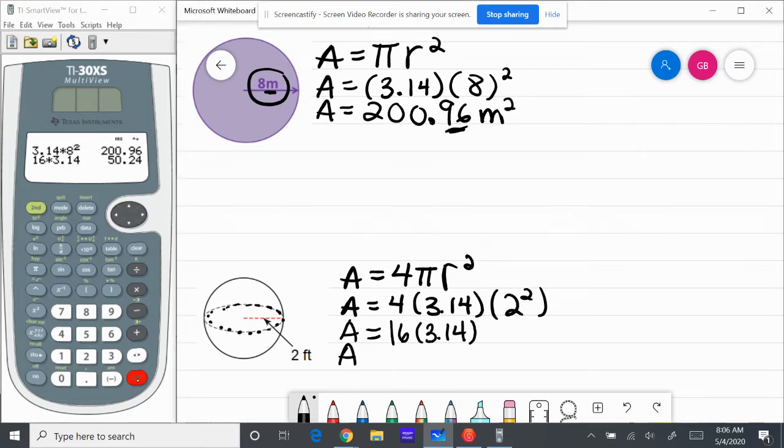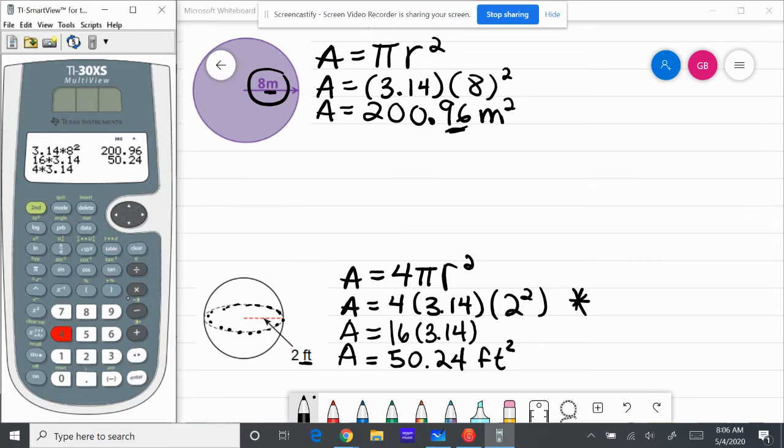So the area is 50.24. We're dealing with feet in this problem. Feet squared. Now if you would type this in on top, you would have still got the same answer. 4 times 3.14 times 2 squared. Okay, but look what I typed in. There's a chance that you might make a mistake typing it in. So that's why I simplified it.